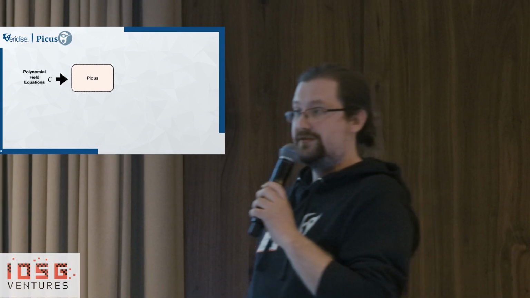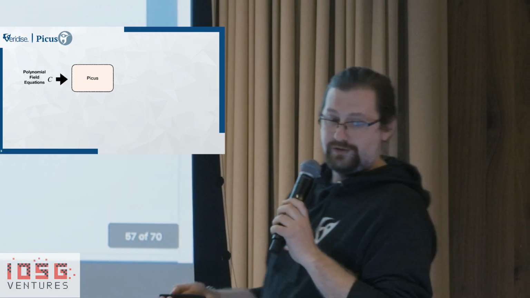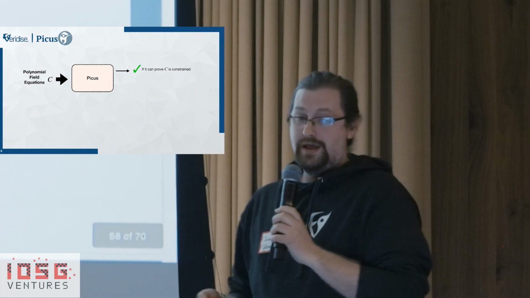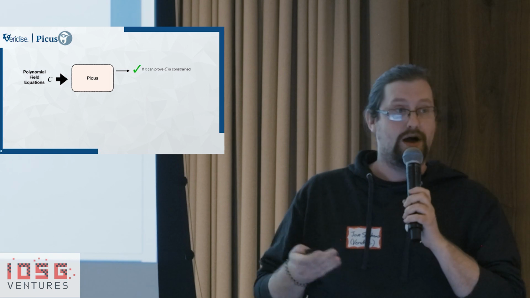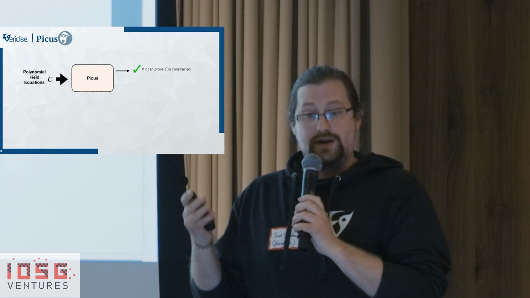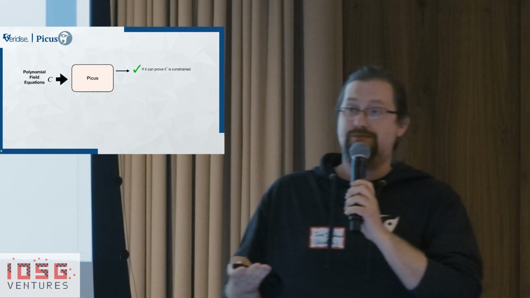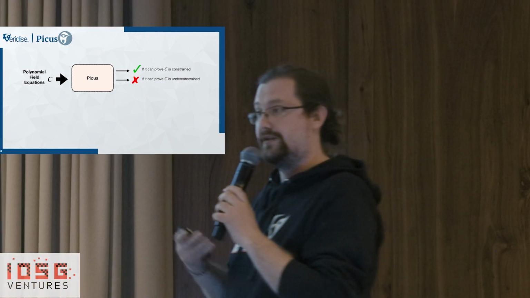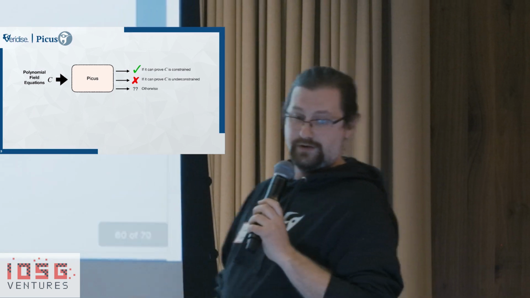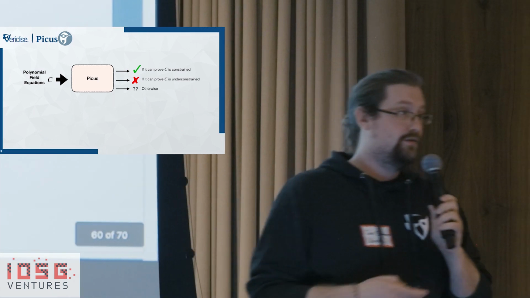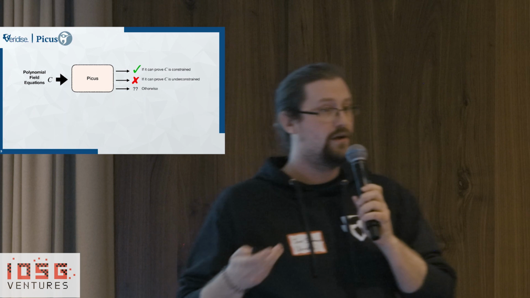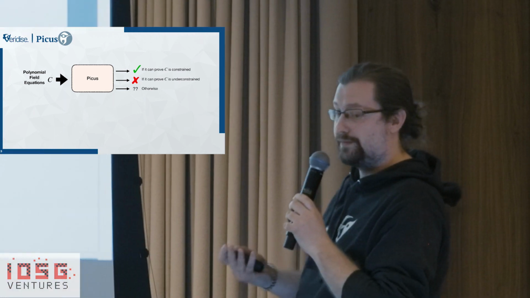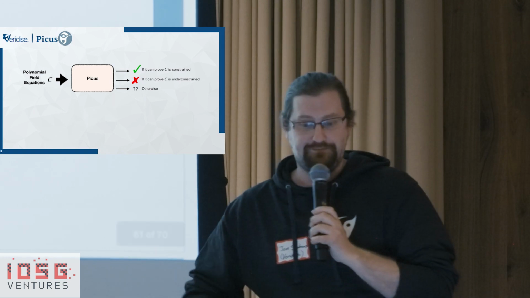What Picus does is it, again, takes in your polynomial field equations. And because Picus is a formal verifier, it can actually output whether or not your circuit can be proven to be constrained. In addition, Picus can also produce evidence that your circuit is under-constrained. And in some cases where Picus does not quite scale, maybe because it's a particularly large circuit, for example, it's going to say, I don't know.